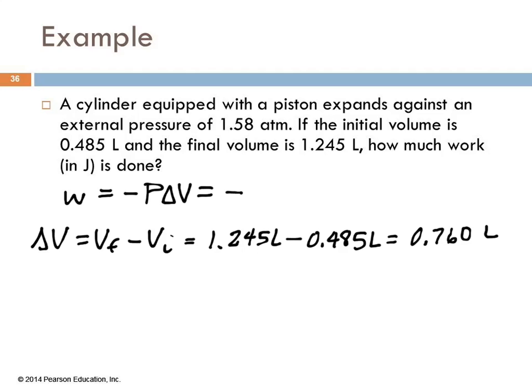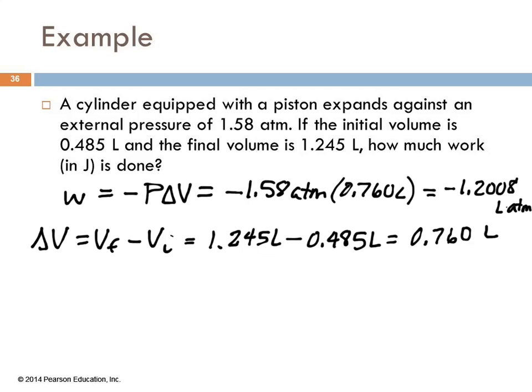So we have negative 1.58 atmospheres is the pressure times the change in volume, 0.760 liters. And that gives us negative 1.2008. And the units there are liter atmospheres. And that should have 3 sig figs. Does that answer the question? No, because the question wanted the answer in joules. So we need to convert that.